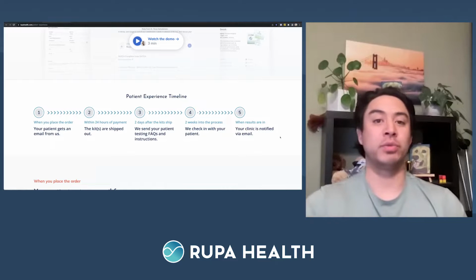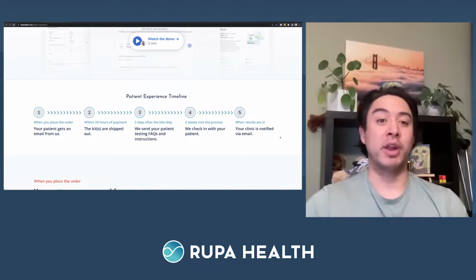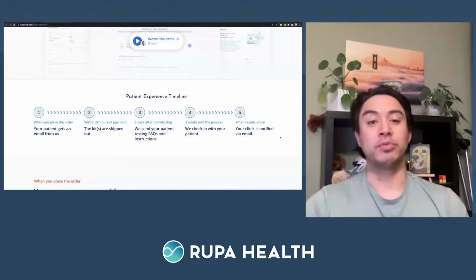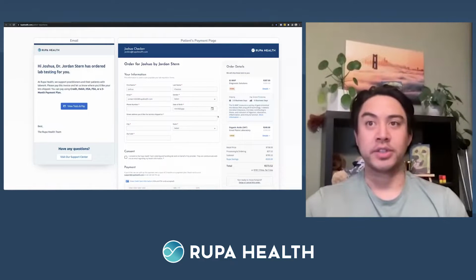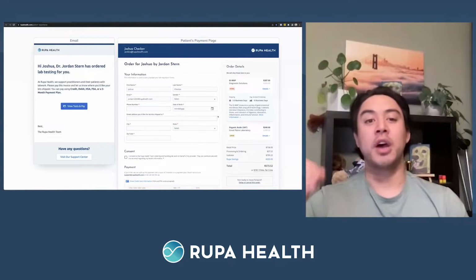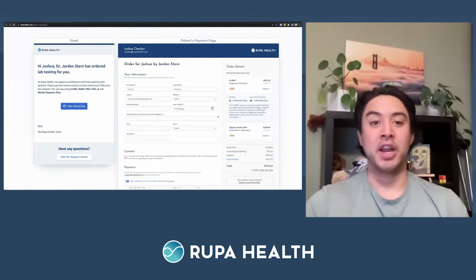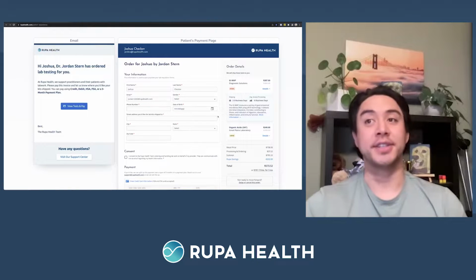So all of your results will be managed as well within Rupa Health. And if you work with an EHR that we integrate with, those results will flow directly into that EHR as well. So this is what it looks like. What's great about Rupa is not only can we accept credit or debit for these tests, but we can also accept HSA, FSA, and we can even set up a 3-month interest-free payment plan with your patients to help pay for the cost of these tests.